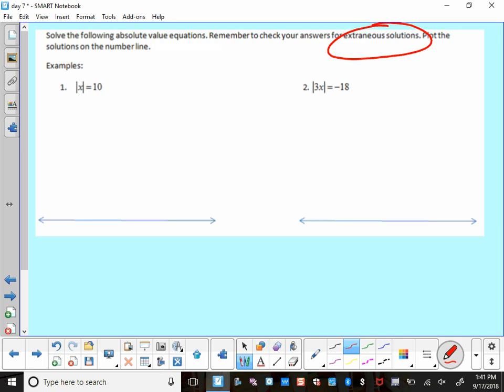So for number 1, put a box around your absolute value bars. Is there anything to move from around the absolute value? Nothing. So I go ahead and I split it up. My first equation, I drop the bars, I keep my answer the same. Second equation, I drop the bars and I take the opposite, which would be -10. Do I have anything to solve here? No, I don't.